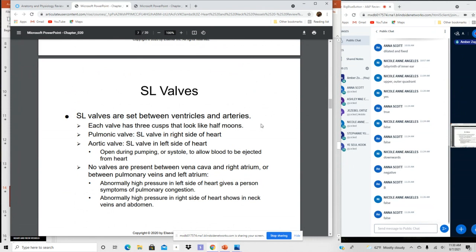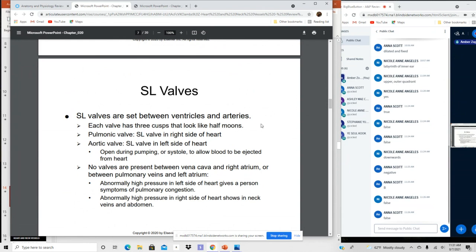No valves are present between the vena cava and the right atrium, or between the pulmonary veins and the left atrium. Abnormally high pressure in the left side of the heart gives a person symptoms of pulmonary congestion, whereas abnormally high pressure in the right side of the heart shows in the neck veins and the abdomen.